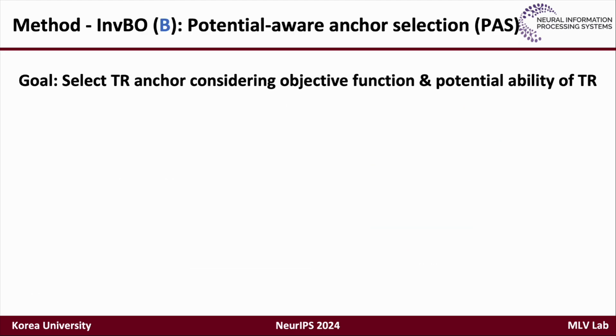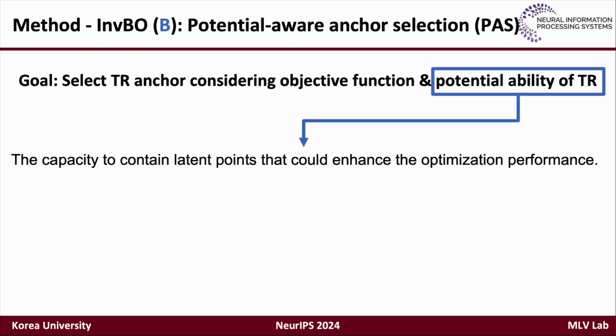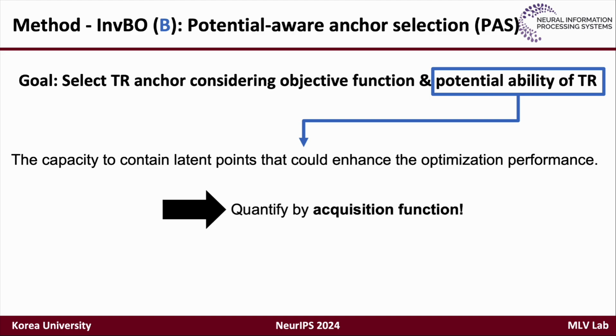The second component of InvBO is potential-aware anchor selection. The goal of this method is to select a trust region anchor jointly considering the objective function and potential ability of the trust region, which is defined as the capacity to contain latent points that can enhance the optimization performance. To quantify this, we use the acquisition function.